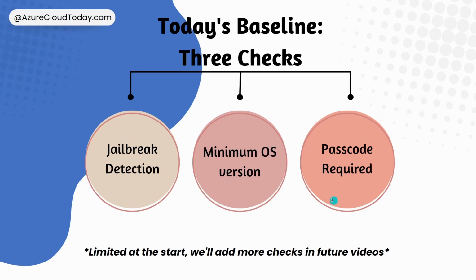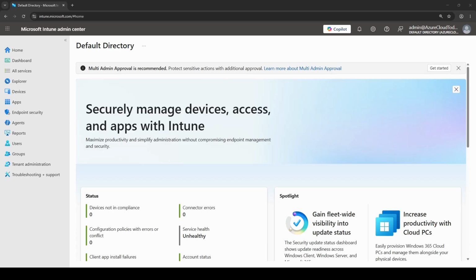Third one is to check if the device has any passcode. At this moment of time, I would like to keep these settings light so that we do not overcomplicate this. And these three policies also make a perfect baseline policy for iOS devices enrolled into Microsoft Intune. Now we are in the Intune Admin Center to create this policy from scratch.